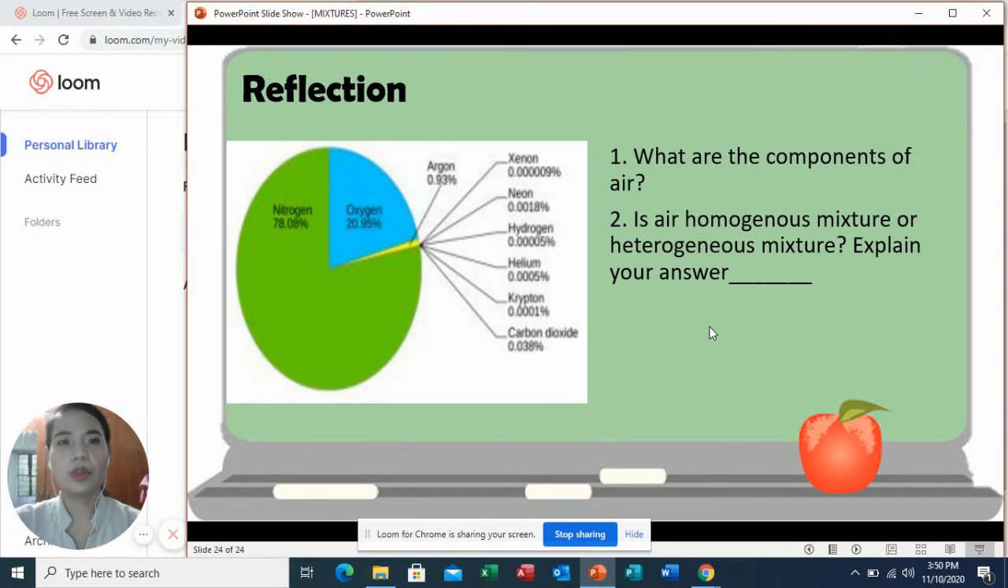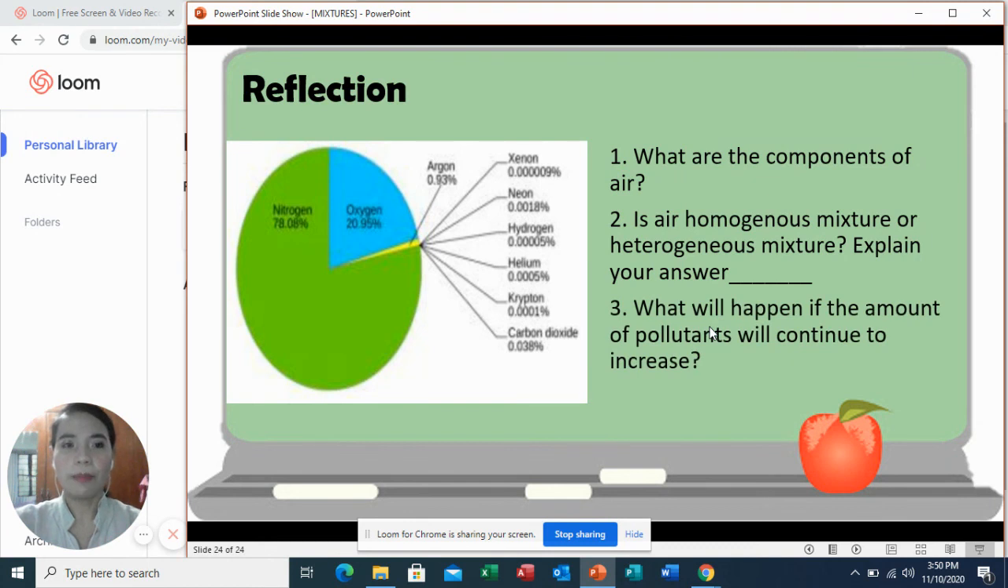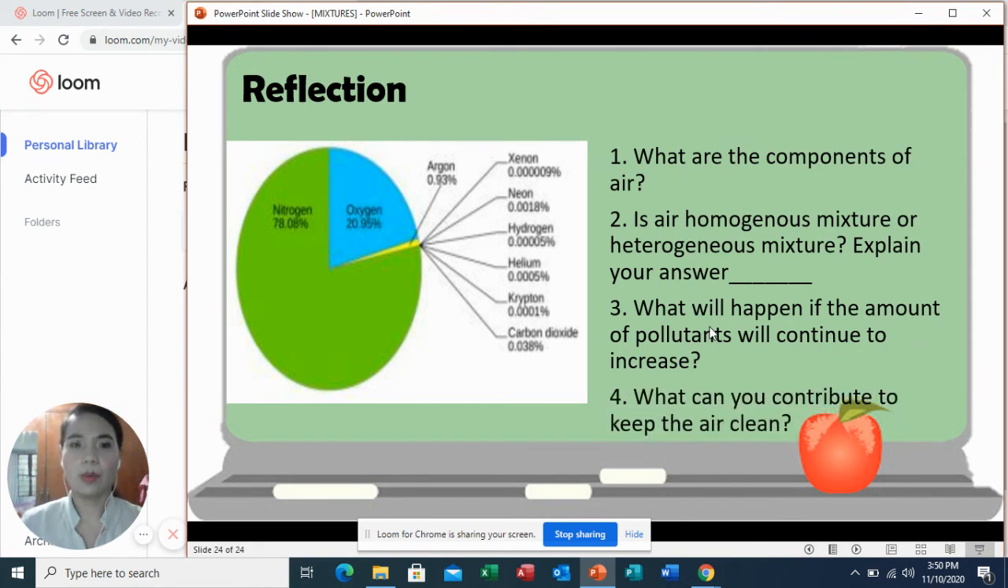So first question, what are the components of air? Second, is air a homogeneous mixture or heterogeneous mixture? Explain your answer. What will happen if the amount of pollutants will continue to increase? And last question, what can you contribute to keep the air clean?